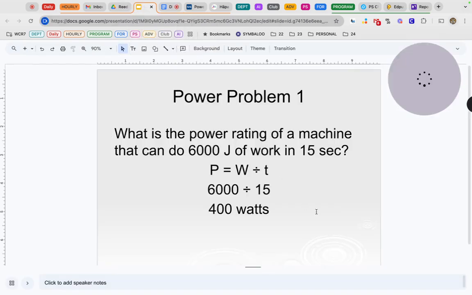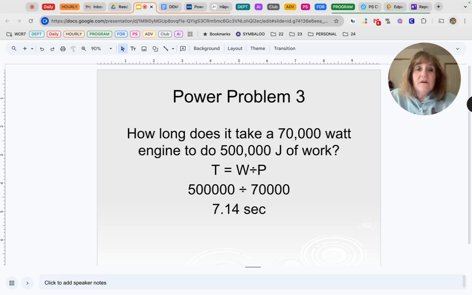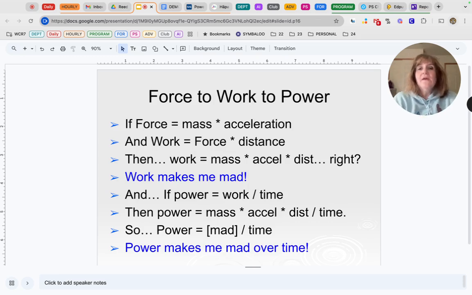Let's look at some other examples. So the power rating of a machine that can do 6,000 joules of work in 15 seconds would be 400 watts. Work: how much work can a 350 watt machine produce in 30 seconds? And we could also use this to find time. So this is a really cool relationship. In your notes, this is force to work to power.